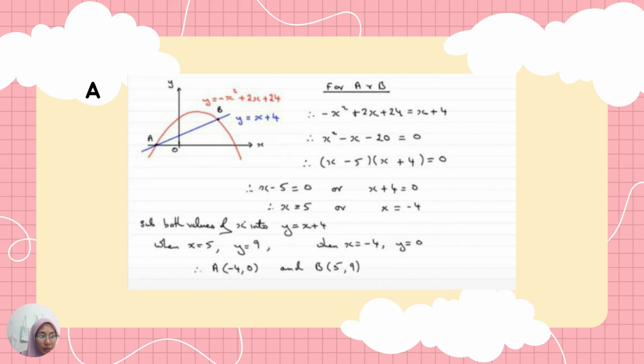So substitute both values of x into the equation y equals x plus 4. When x equals 5, you will get y equals 9. When x equals negative 4, y equals 0. So the coordinates for point A are (-4, 0), and the coordinates for point B are (5, 9). Now we'll be moving on to question B.